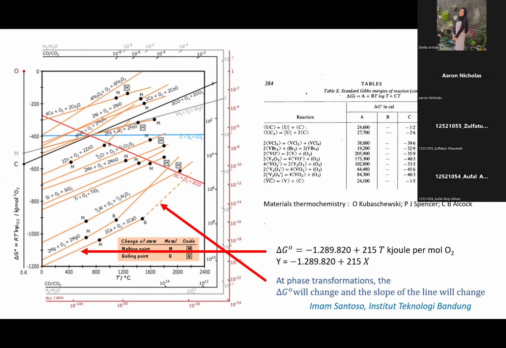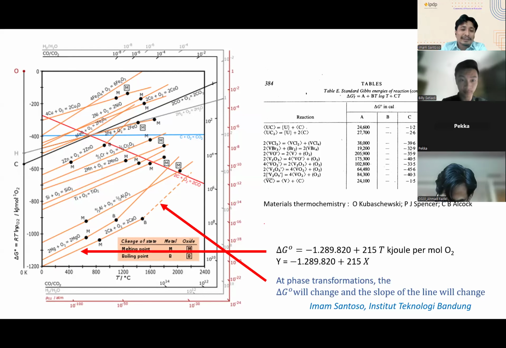Yes, ma'am. Why is the slope changed significantly? Maybe my assumption is that after the melting point there is a change in phase, and that's why the slope after the melting point is changing. Why does the phase change make the slope change significantly? In here there is melting, but the slope is not changing dramatically. But when it becomes a gas, at boiling, why is the slope changed dramatically?